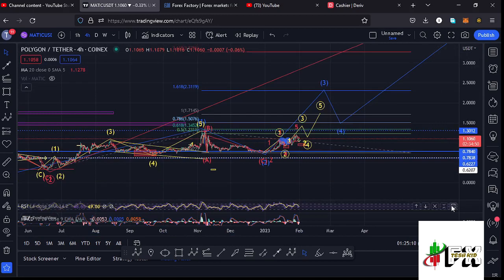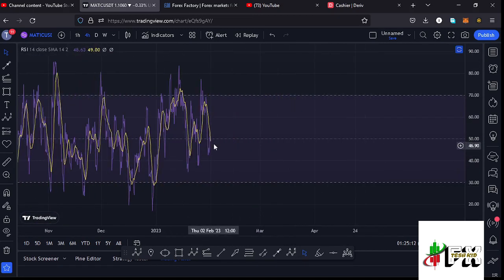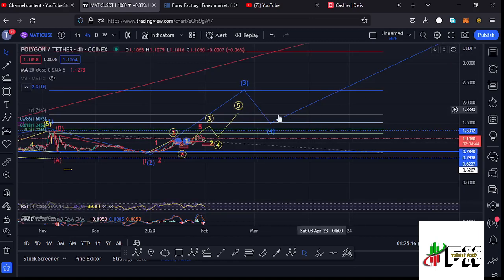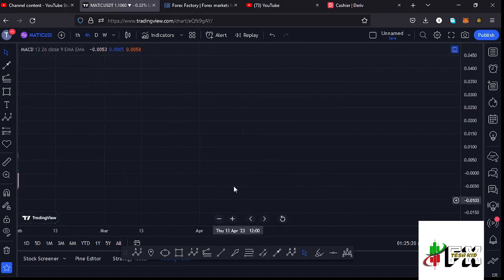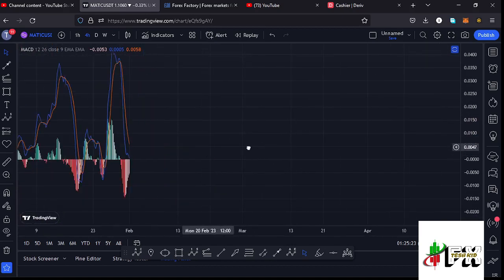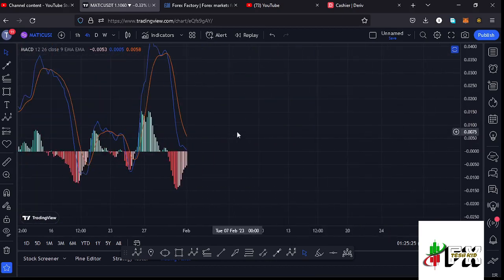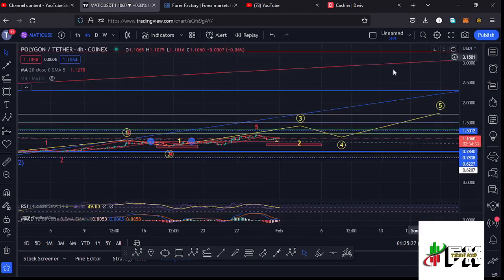And also taking a look at the indicators, on the RSI we are trading at around the 49 mark, meaning we have massive room for movements to the upper side and also to the lower side. On the MACD we have printed a bearish cross, fully supporting lower prices here on the MACD. So let's be patient and see how that plays out, and I'll keep you updated.